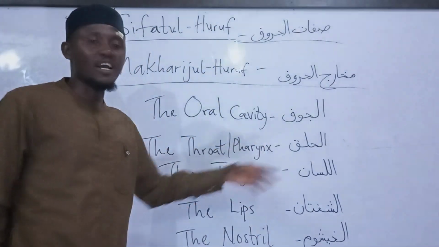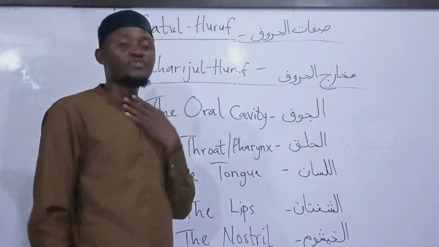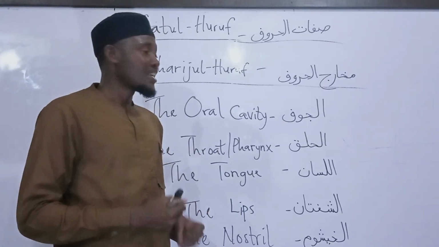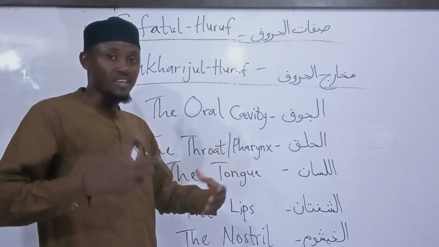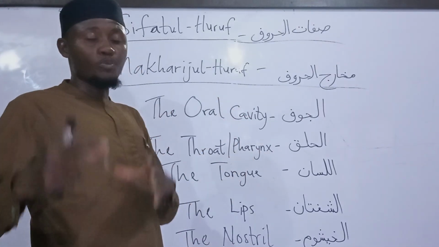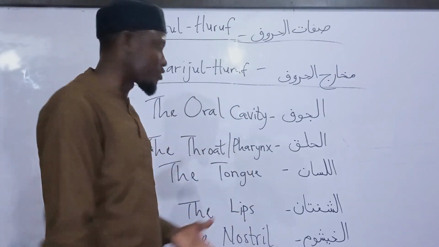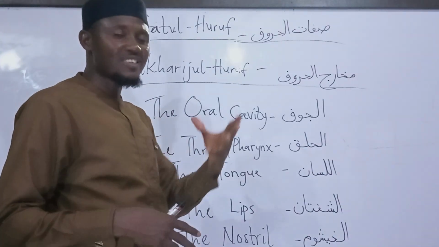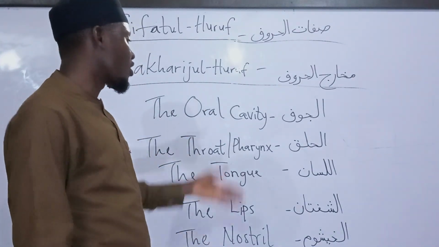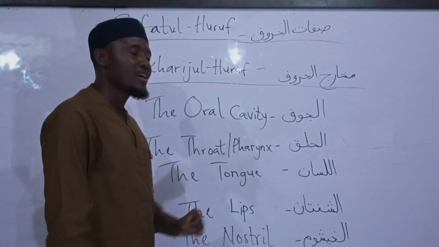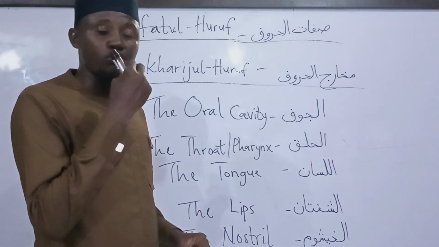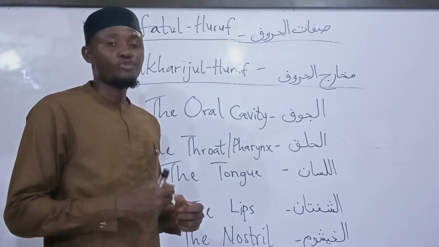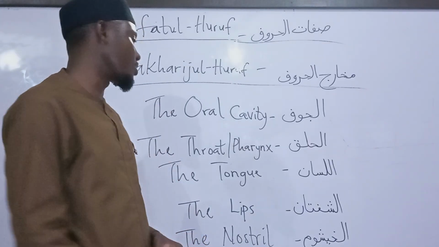Now, the second one is the halq. The halq, which is the pharynx, has 3 points from which we articulate letters. These are the places of the articulation of letters, and each one of them has some points where those letters are articulated from. So the halq has 3 points, and from those 3 points, 6 letters are articulated. Also, al-lisan. Al-lisan is the tongue. From the tongue, we have 10 points of articulation, from which 18 letters are articulated.